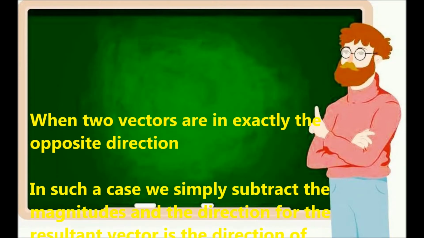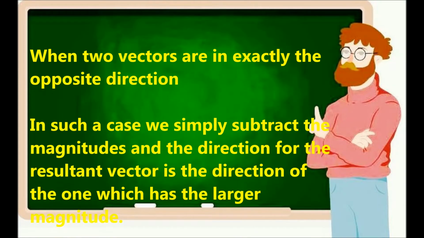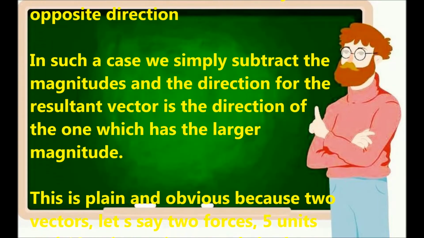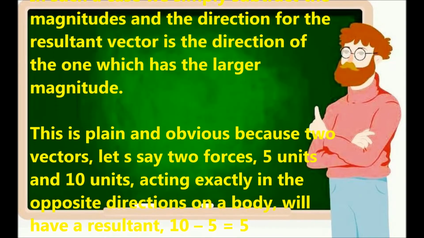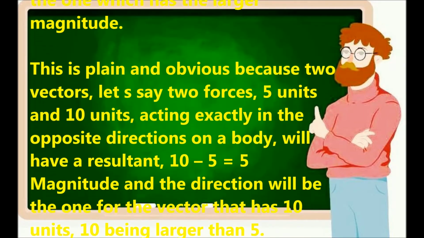So when two vectors are in exactly the opposite direction, in such a case we simply subtract the magnitudes and the direction for the resultant vector, the final vector, is the direction of the one vector which has the larger magnitude. This also is plain and obvious because two vectors, let us say two forces, 5 units and 10 units, acting exactly in the opposite directions on a body will have what resultant?